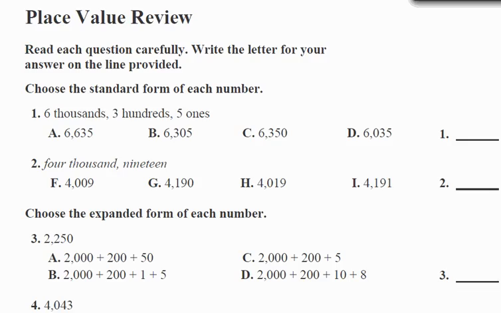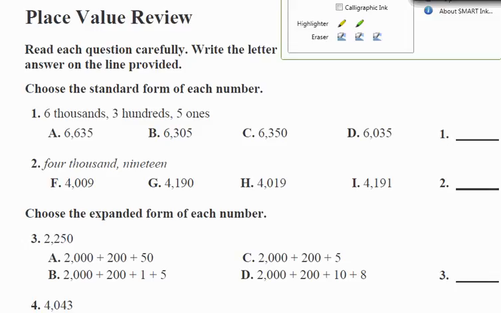Now look at this one. It says place value review. We've done this before. Number 1 and number 2 says choose the standard form of each number. So I have 6,305 ones. Okay, will that be A? No, because that says 600. A says that I have 600 sixes.